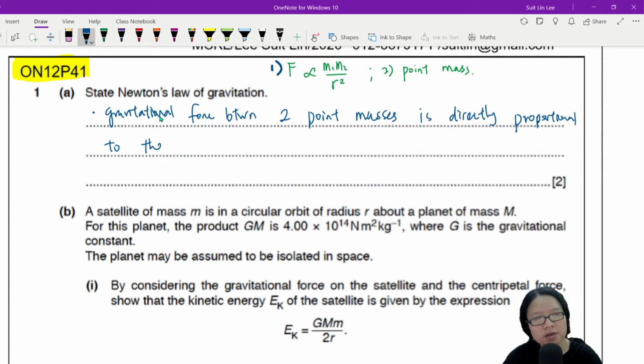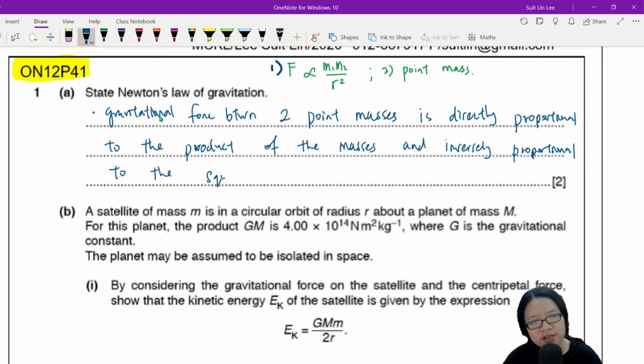to the product of the masses and inversely proportional to the square of their separation. I tend to call these warm-up questions or bonus marks, but you have to be careful and make sure you cover all the main points. All right, let's move on to B.